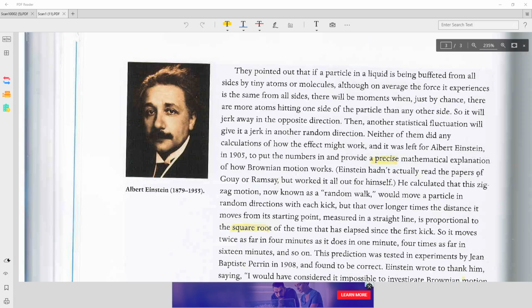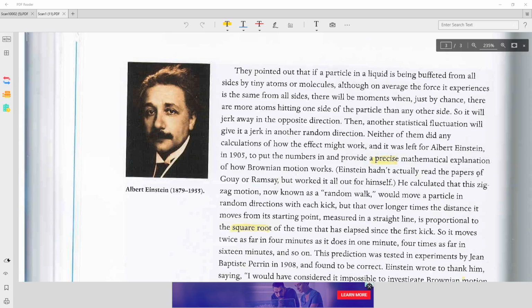He calculated that this zigzag motion, now known as a random walk, would move a particle in random directions with each kick, but that over longer times, the distance it moves from its starting point measured in a straight line is proportional to the square root of the time that has elapsed since the first kick. So it moves twice as far in 4 minutes as it does in 1 minute, 4 times as far in 16 minutes, and so on.